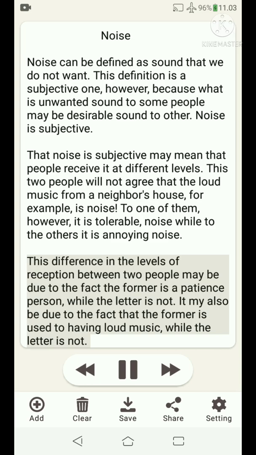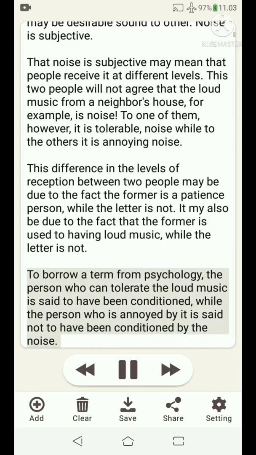This difference in the levels of reception between two people may be due to the fact that the former is a patient person, while the latter is not. It might also be due to the fact that the former is used to having loud music, while the latter is not. To borrow a term from psychology, the person who can tolerate the loud music is said to have been conditioned, while the person who is annoyed by it is said not to have been conditioned by the noise.